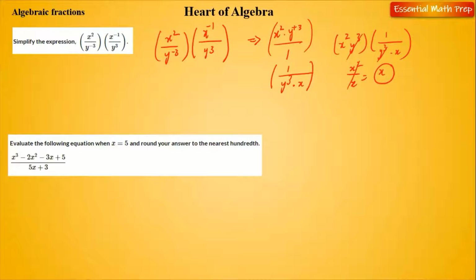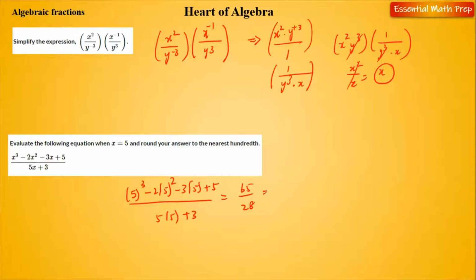The second problem is pretty much straightforward. All you have to do is substitute the value of 5 in place of x, solve the problem, and then as we get to the last portion of the problem, I'll tell you what to do as far as rounding your answer to the nearest 100th. Okay, so simply substitute the value of 5 in place of x. So it's 5 cubed minus 2 times 5 squared minus 3 times 5 plus 5, divided by 5 times 5 plus 3. It's 65 over 28.